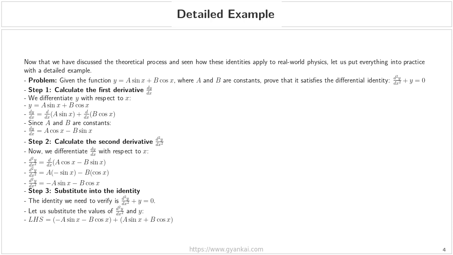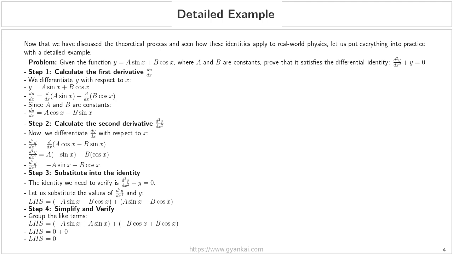Now we proceed to step 3, substitution. We take the identity we are verifying, which is the second derivative of y with respect to x plus y equals 0. We will focus on the left-hand side of the equation. By substituting the expression we just found for the second derivative and the original expression for y, the left-hand side becomes negative a sine x minus b cosine x plus a sine x plus b cosine x.